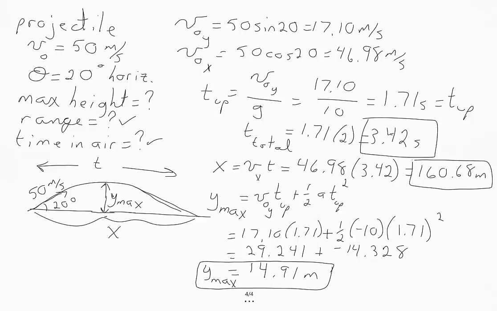Okay, so in this one problem, you're given just the initial velocity and the angle, and from that you can figure out everything else that you could be asked about this. This should get you started on assignment 5.3.